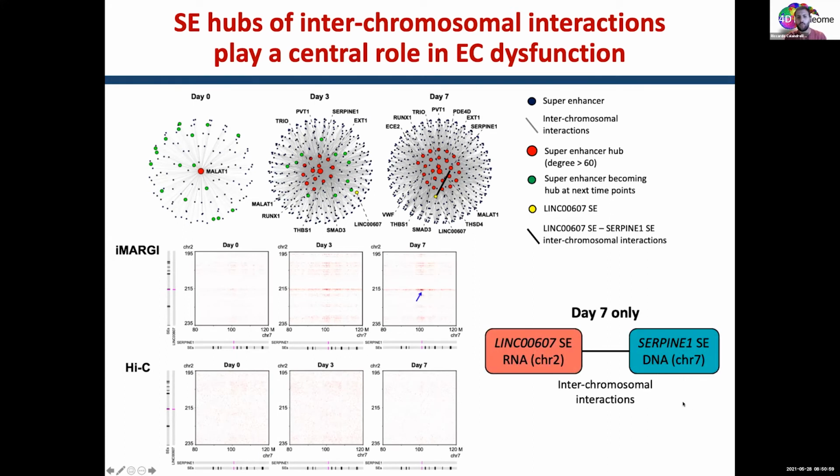And what we did was to use this novel interaction between the LINC00607 and the SERPINE1. This was particularly interesting for us because the relevance of LINC00607 in endothelial dysfunction wasn't really investigated before, and SERPINE1 instead was one of the most important and well-known key regulators of EC dysfunction.